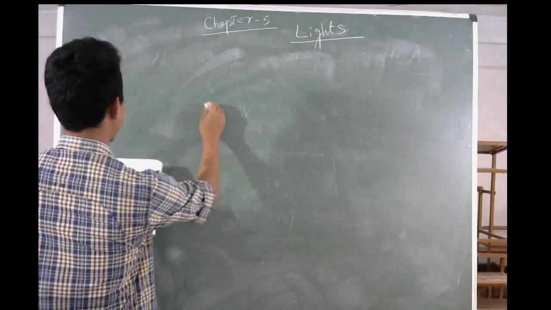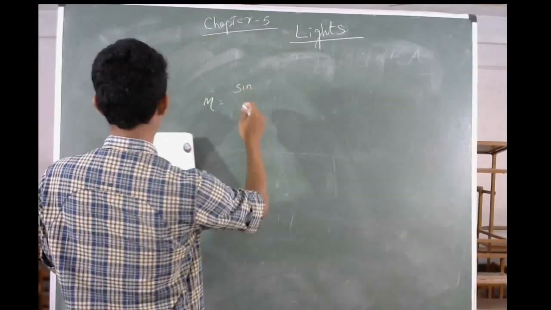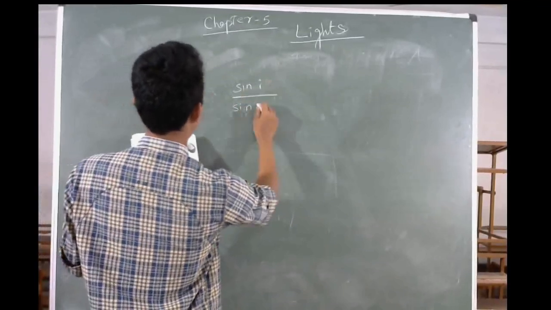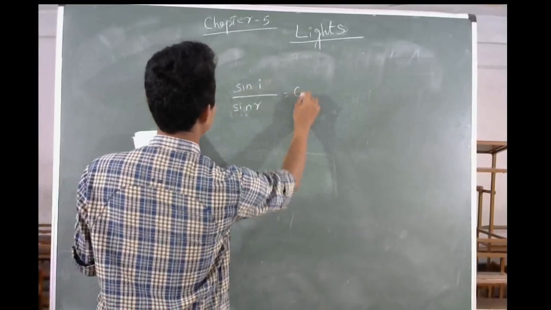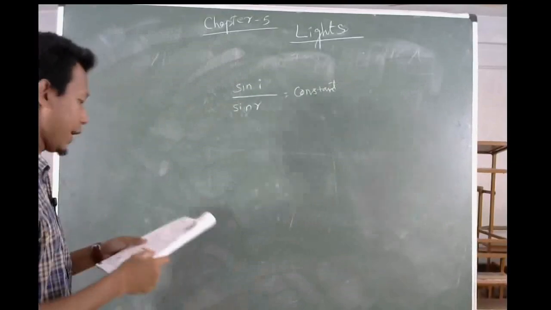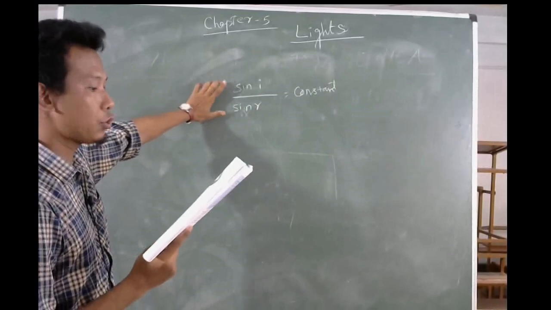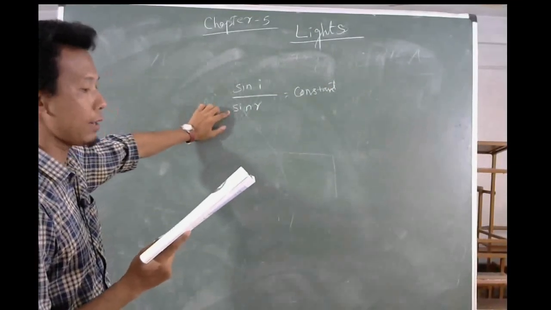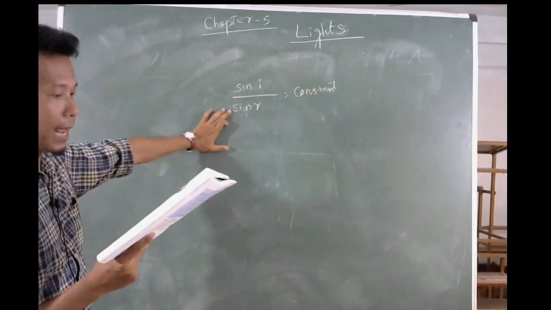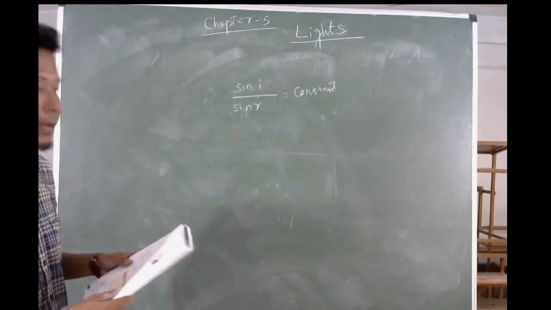Okay? So, we can say that it is represented by mu. Sine of angle of incidence by sine of angle of refraction is constant. Okay? It is constant. This is the second law. The ratio of sine of angle of incidence to the sine of angle of refraction is always constant. This is also known as refractive index. Okay? The next topic is refractive index. We are going directly there.